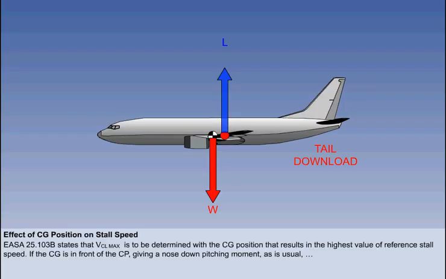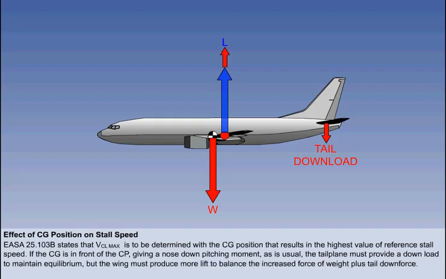The EASA regulation 25.103b states that VCLmax is to be determined with the CG position that results in the highest value of reference stall speed. If the CG is in front of the centre of pressure, the CP, giving a nose-down pitching moment, as is usual, the tailplane must provide a download to maintain equilibrium, but the wing must produce more lift to balance the increased force of weight plus tail downforce.